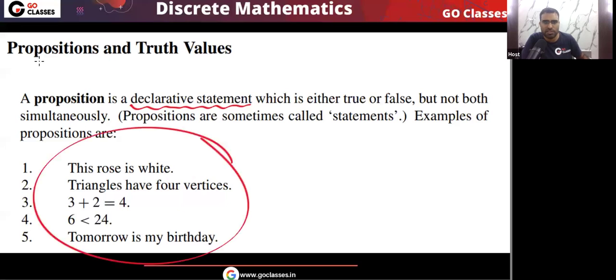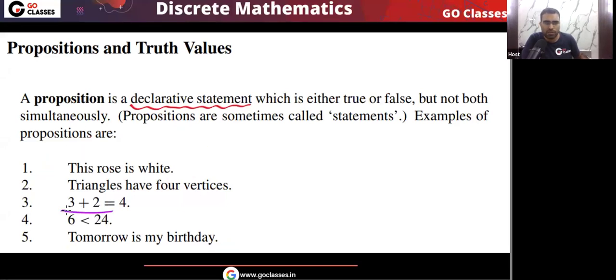For example, you can see these are the propositions. Take 3 plus 2 equal to 4. You know that this is a declarative statement. This is a fact, a false fact. It is false, but it is a proposition. Remember, a proposition is either true or false. The truth value of this statement is false, right? So it is actually false, but this is a proposition.